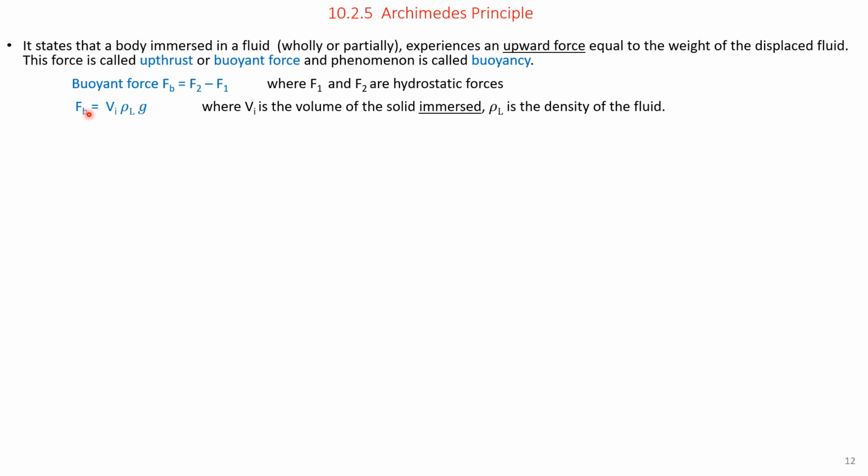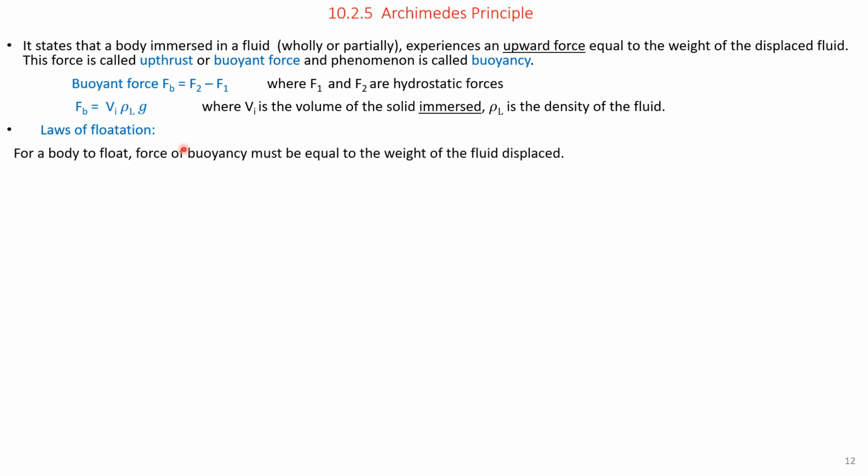FB can be written as FB is equal to Vi into rho L into g, where Vi is the volume of the solid immersed, rho L is the density of fluid, and g is the acceleration due to gravity. Now we will study about laws of flotation. For a body to float, the force of buoyancy must be equal to the weight of the fluid displaced. This is the law.